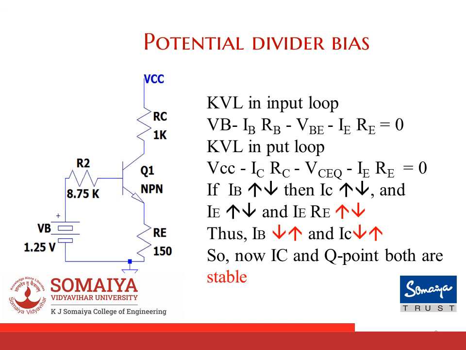Now if there is variation in IB, there will be variation in IC, and there will also be variation in IE and also a drop across resistance RE. But since the drop across RE appears in the input loop, it will affect my base current. So if there is increase or decrease in IB, there will be increase or decrease in the voltage drop across RE, which will decrease or increase the current IB. So as you can see, IB and IC get stabilized, and so does the Q point.